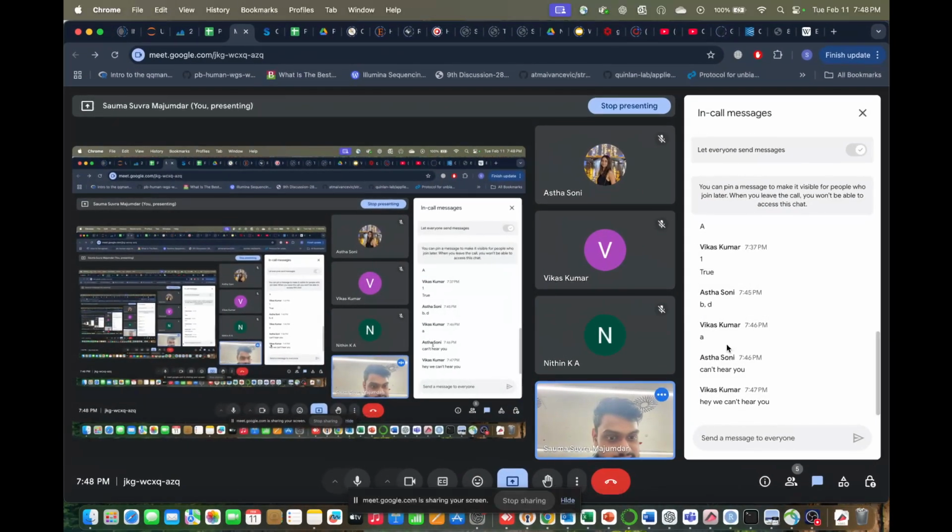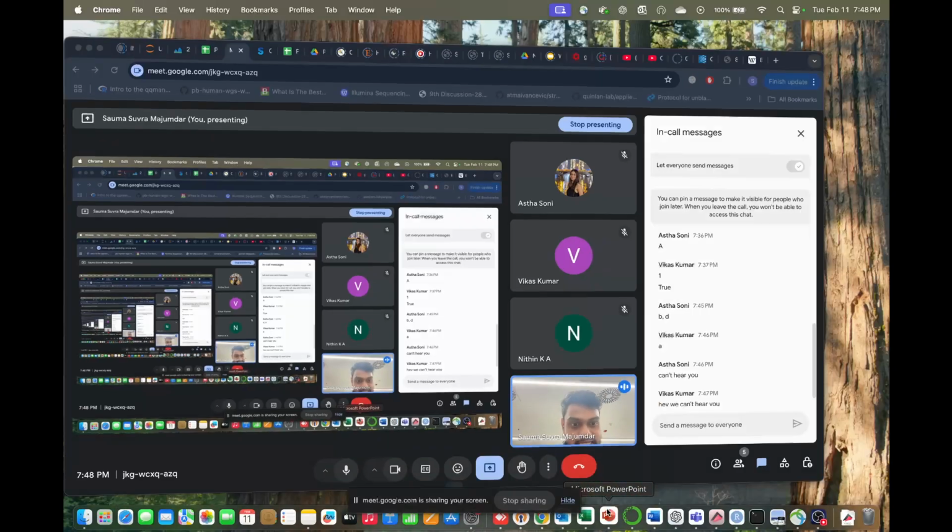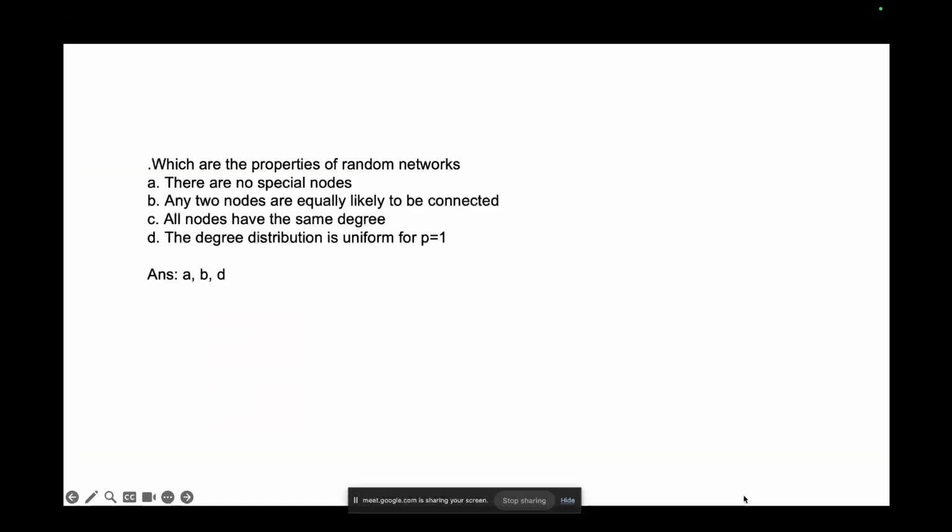You can see the answer here. So yeah, A and B and D, all three will be there. And there are no special nodes because you're just interested in the number of nodes, not any special kind of nodes or anything.